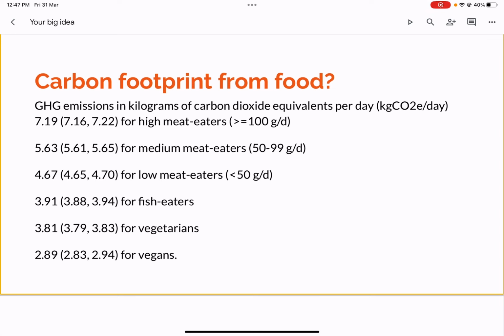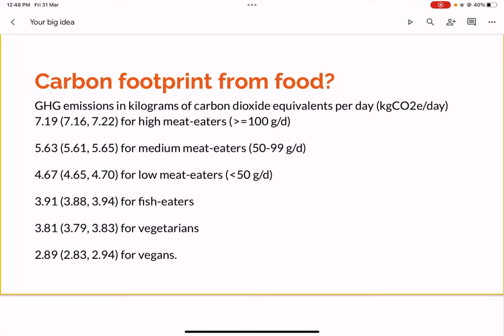Similar figures are available from the same study which I am citing now. For a medium meat eater, the value can be taken as 5.63. And if the person is low on meat consumption, by low, the study says 50 grams per day, then one can use the carbon footprint per person as 4.67 per day, kgs of CO2 per day. So these are the values one can use.